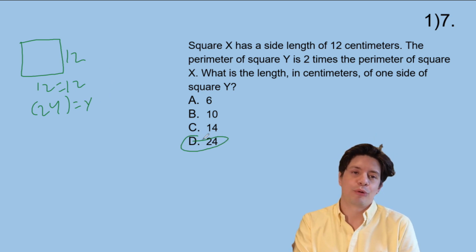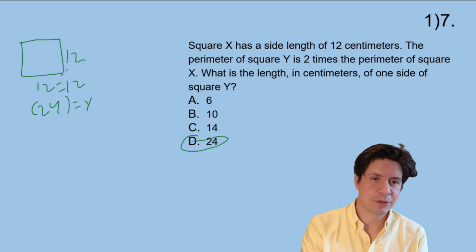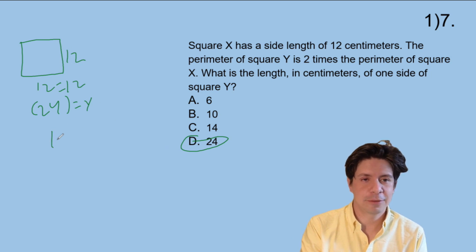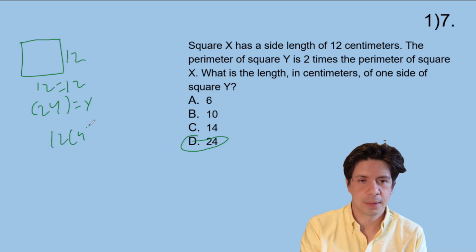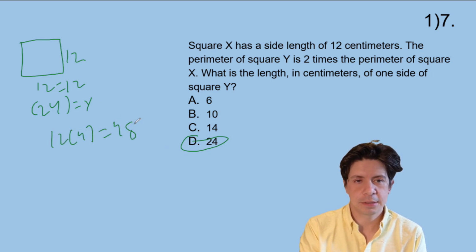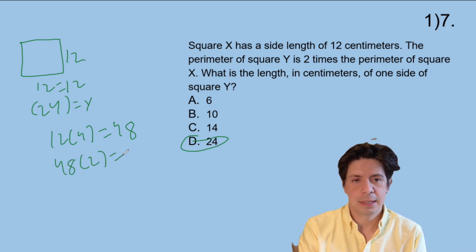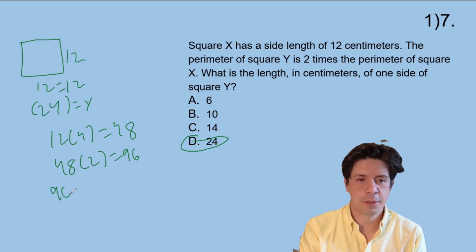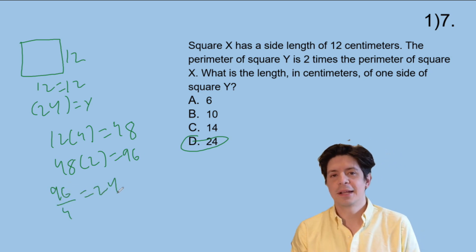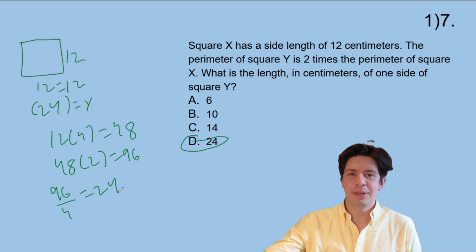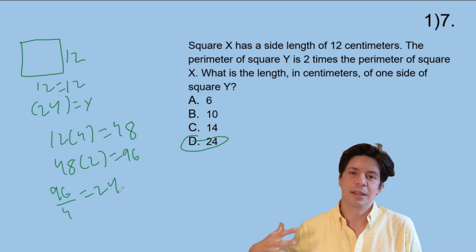The fact that it asks for perimeter, right? You could have done it the other way where you add up. You would do 12 times 4. That gets you 48. Then you do 48 times 2. That gets you 96. And then you do 96 divided by 4. And that gets you 24. But perimeter to side length is a 1-to-1 ratio. So if we're doubling the perimeter, we're doubling the side length. And we're going to get D.